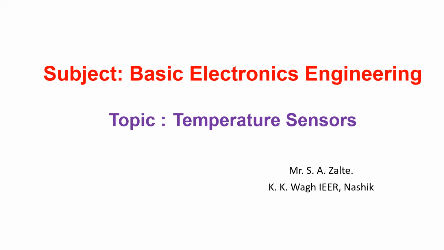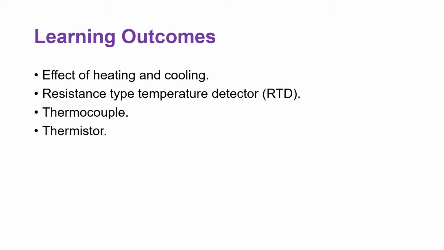Hello friends, in this lecture we will cover the next type of sensor, that is temperature sensors. Now the learning outcomes: after studying this topic, students will be able to explain the effect of heating and cooling, then the first temperature sensor, that is resistance type temperature detector or RTD, then second thermocouple, and third thermistor.